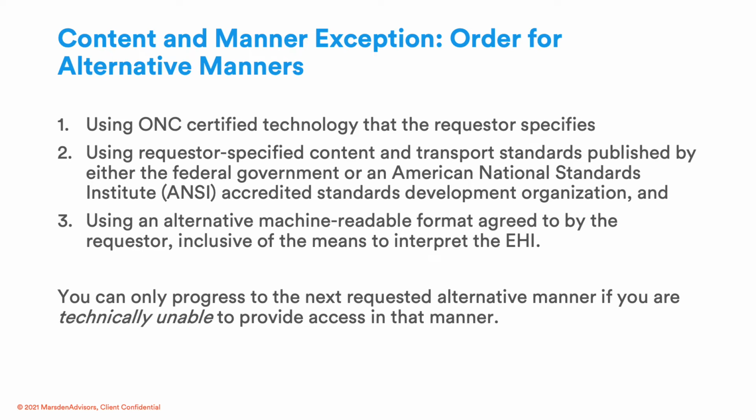to number 3, which is using an alternative machine-readable format agreed to by the requester, inclusive of means to interpret the EHI. What this means is this does not include a PDF because that is not machine readable, that's only human readable. This is things like a CSV file. The most important part of this condition is that you can only progress to the next step if it's requested, if you cannot technically fulfill the manner requested.